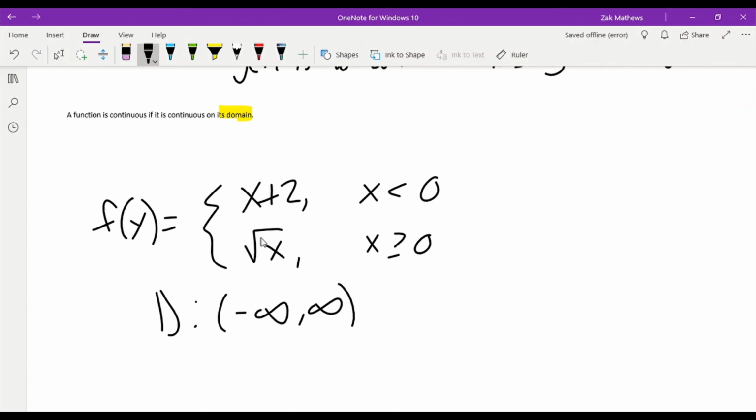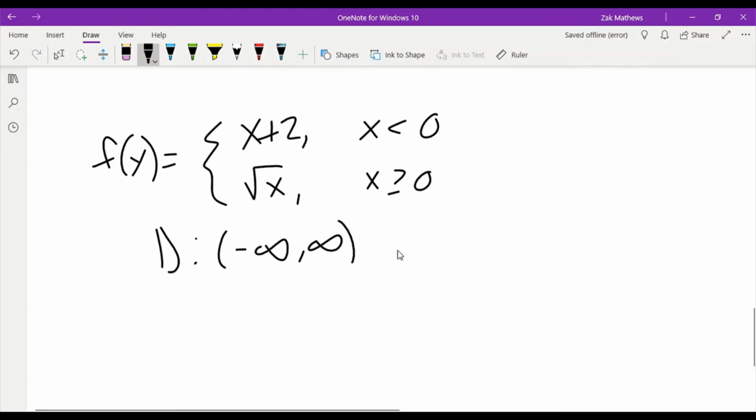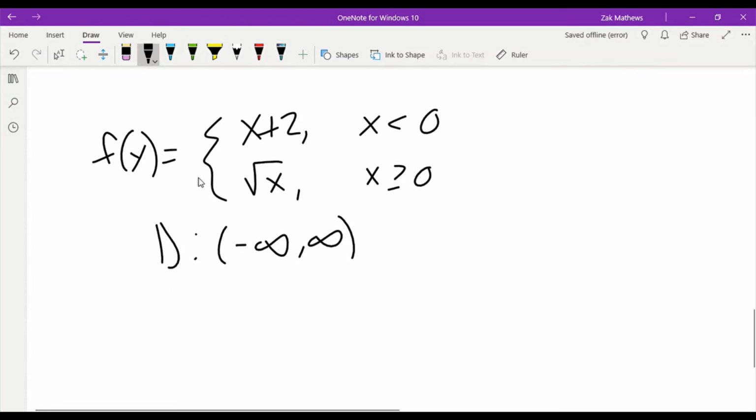The square root of x, we know what that looks like. That would be continuous on its restricted domain. The question is, what happens when I put the two together? Is this f of x still a continuous function?